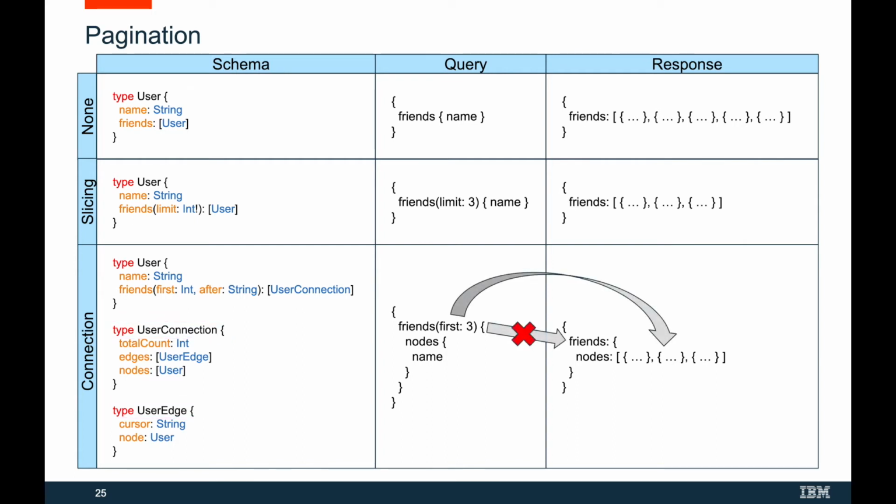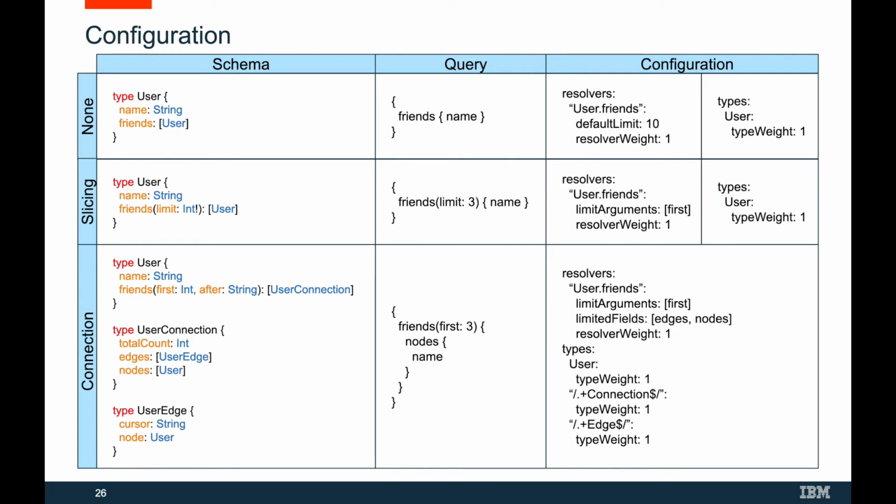As you can see, the friends field does not return users, but instead a user connection object that contains the users. Here we can see some sample configurations. There is a section for resolver configuration and a section for type configuration. Resolvers and types are identified by their names, but we also allow regular expressions and wildcards. We can assign resolver weights and type weights among other properties.